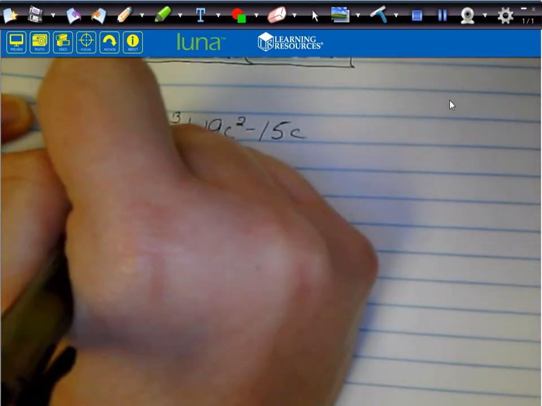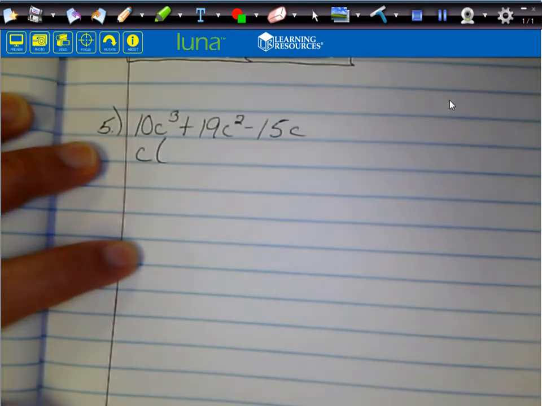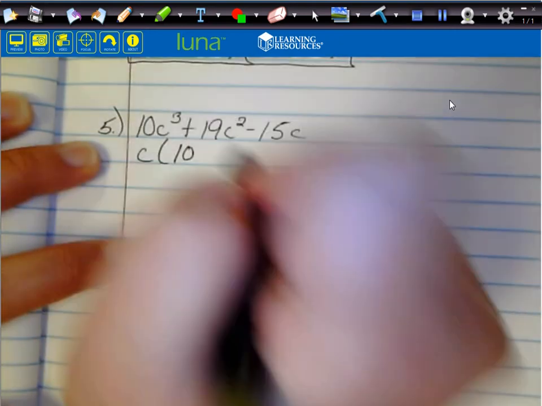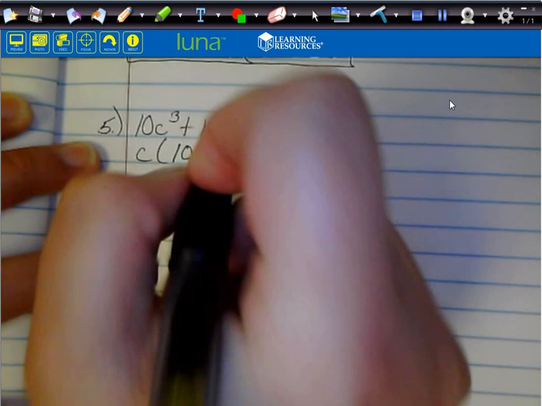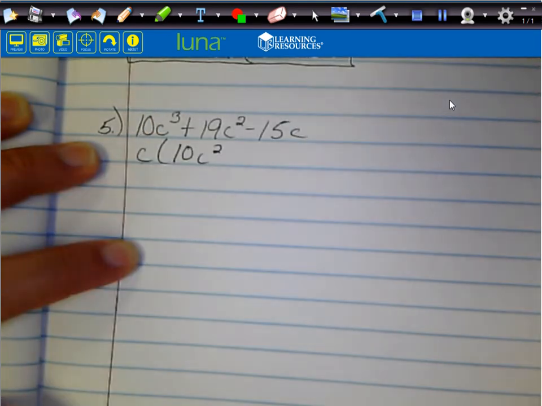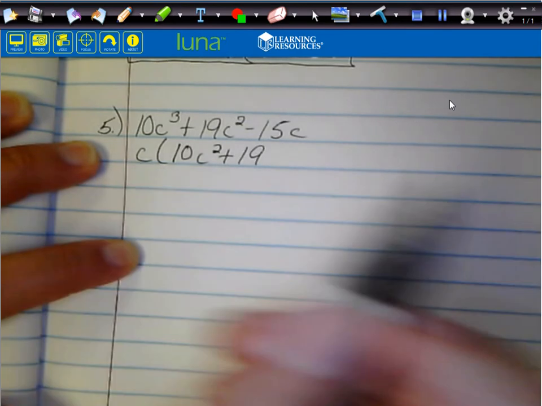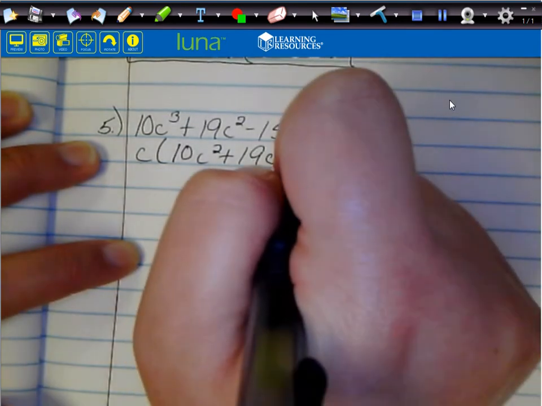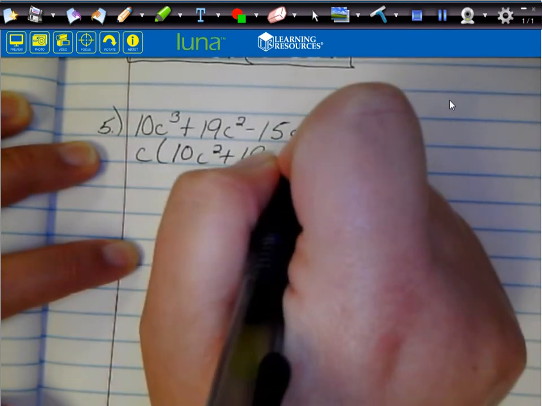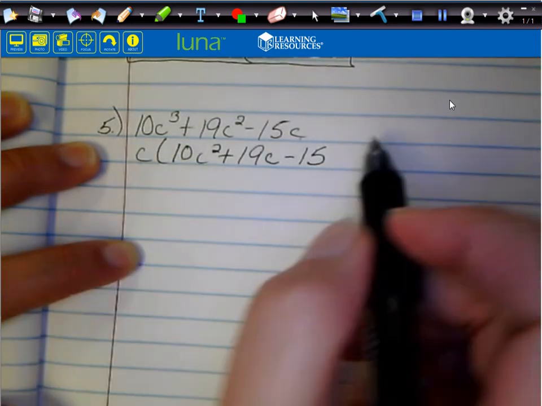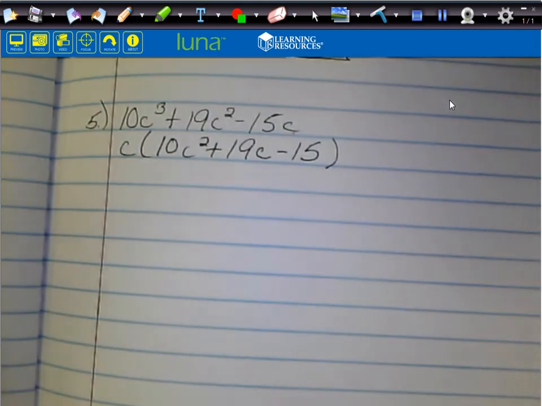So I actually have to take that C out before I get started, just like I would if it was a number that was a GCF. So I'm going to bring down my 10. I had 3 C's. I took one out, so I have 2 left. Plus, bring down my 19. I had 2 C's and I took one out, so I have 1 left. Minus 15. There's a C, but I took a C out, so there's no C's left, so I'm just going to close those parentheses.